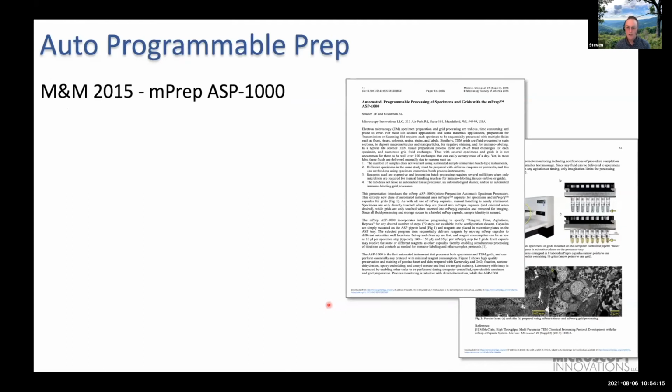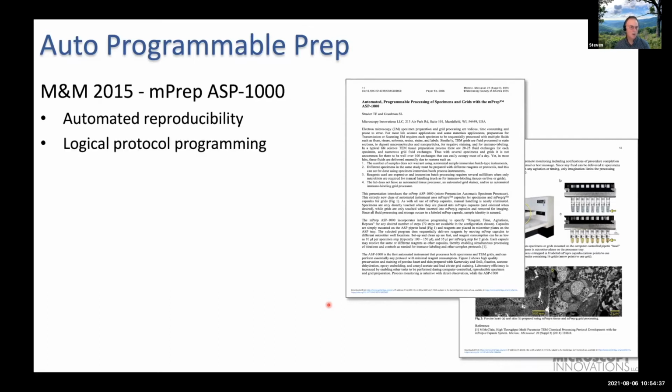So at M&M 2015, just 10 years ago, we introduced the MPrep ASP 1000 automated specimen processor. We created the ASP to meet the needs of small and large labs for specimen and grid preparation to provide ease and speed for routine tasks, including the reproducibility of fully automated preparation. We tried to create a system with logical protocol programming.